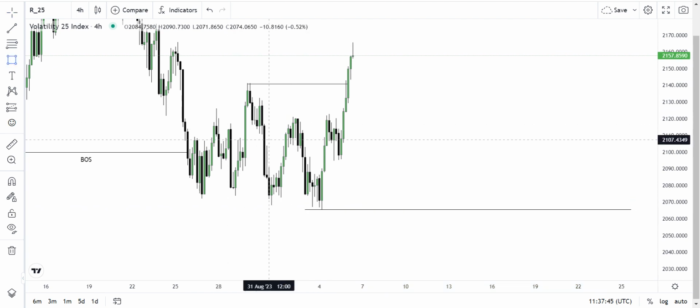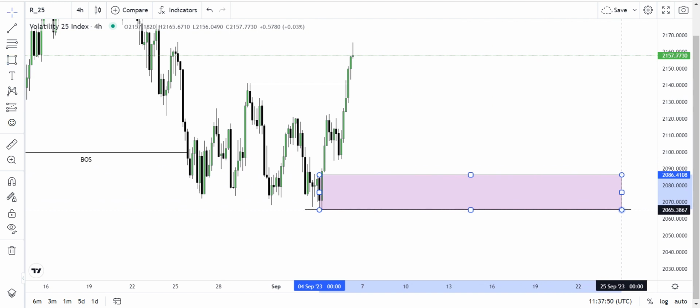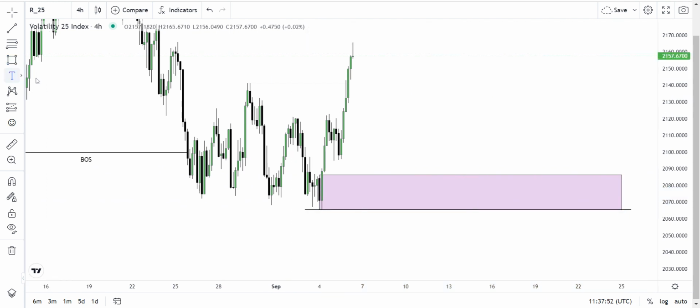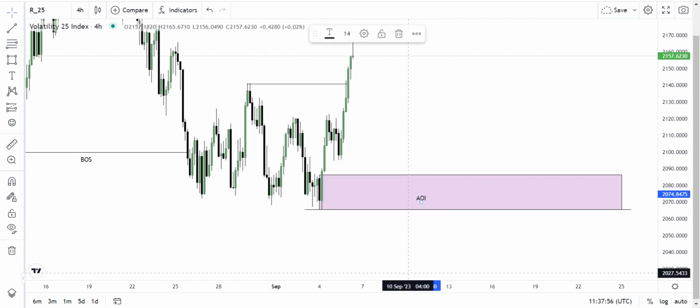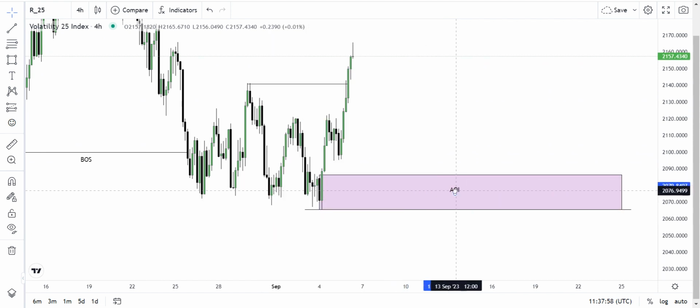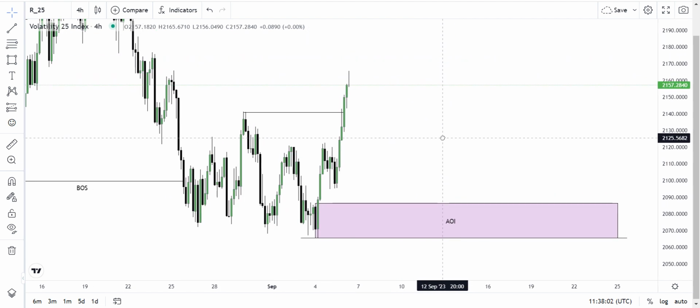So where will be our valid area of interest to buy the market? Get there. Okay, so this is our AOI, valid area of interest. So we're expecting the market to get to this place. So when the market gets here, we'll actually buy the market. But please don't forget, when the market gets there, you need to wait for confirmation before entering the market.